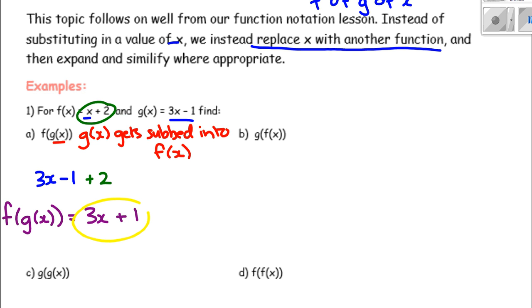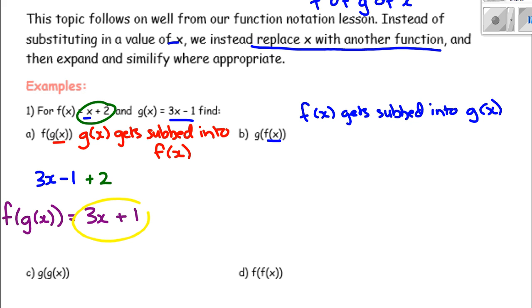Notice the order is important. That was f of g of x. This next one, we want g of f of x. So f of x gets subbed into g of x. So the other way around this time.